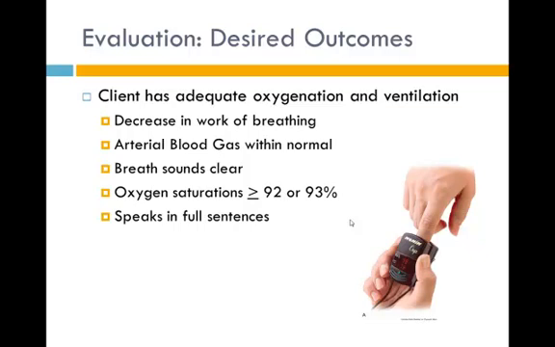The overall goals of therapy for the client are adequate oxygenation and ventilation by decreasing the work of breathing, gas exchange improvement with data from an arterial blood gas that is within normal or trending towards normal, breath sounds clear or improving, oxygen saturations equal to or greater than 92 or 93%, and the client can speak in full sentences with returning to baseline functioning. These are all the desired outcomes.